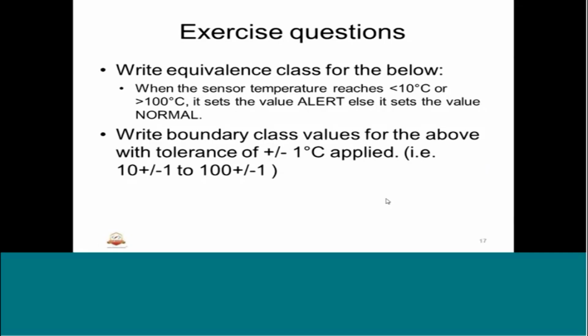So one more exercise. I think this exercise was given in the equivalence partitioning session. I will do an extension for this. So write equivalence classes for the below. When the sensor temperature is less than 10 degrees or greater than 100 degrees, it sets the value alert, else it sets the value normal. So write boundary values for the above with a tolerance of plus or minus 1 degree. That means less than 10 degrees plus or minus 1, greater than 100 degrees plus or minus 1 should be applied for doing the boundary value analysis.